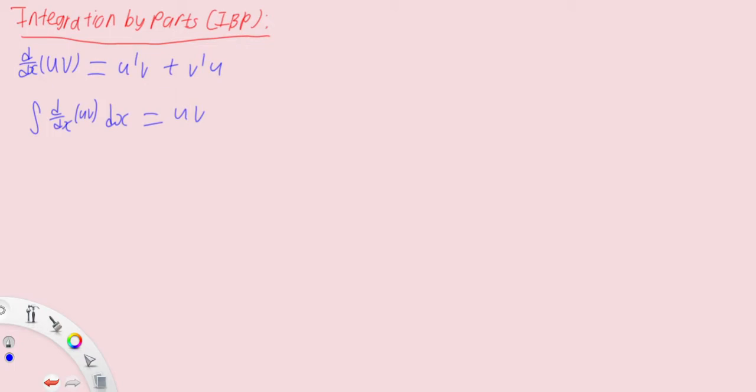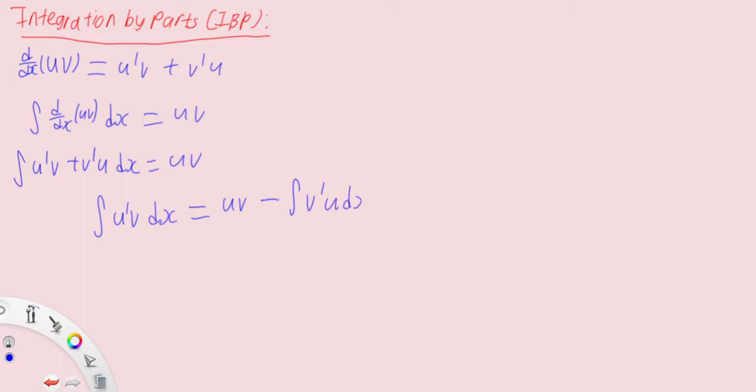So what do I do? The integral of d/dx of uv is the same as integrating u'v plus v'u with respect to x. Am I right? Therefore, integration by parts basically is, if I were to integrate a product of two terms, you integrate one and then differentiate the other. What do I mean by that? I integrate u' first to become u. Then I would differentiate the other, so differentiate v to give me back v'u.